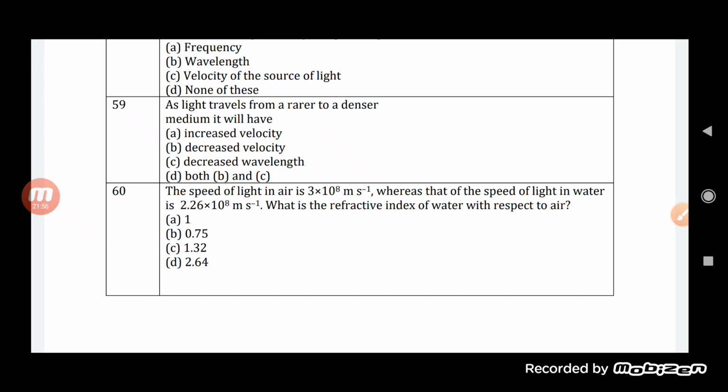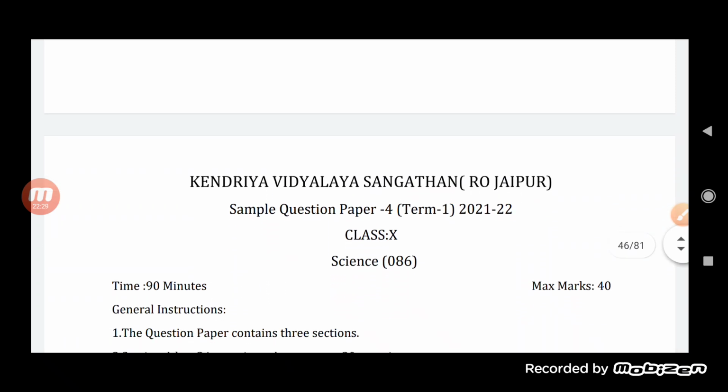So when we divide it, we will get the answer. The speed of light in air and the speed of light in the medium water are both given. So obviously the refractive index of water with respect to air, we have to find it. That will be equal to 3 upon 2.26. Okay, that will be the refractive index.